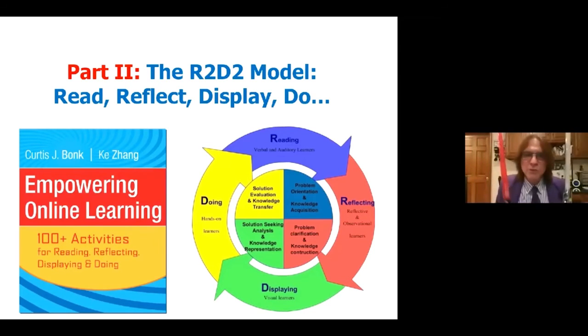So R2D2: read, reflect, display, and do. It's a problem-solving wheel. Some people see that on there and they think it's a learning style model. I'll call it a problem-solving wheel, a way to think about the diversity of our students. It's a way to think about diverse learners that you have coming into your classrooms, okay?